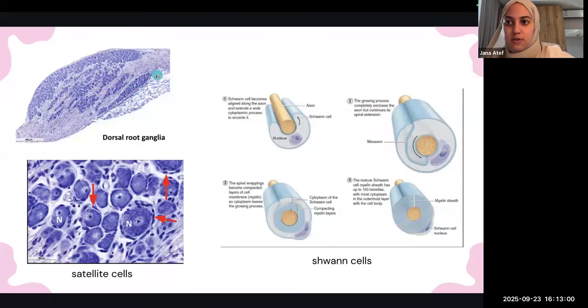Okay, this is a histo of dorsal root ganglia. So if you get this one and it asks you what kinds of cells can you find here, you're going to say what?